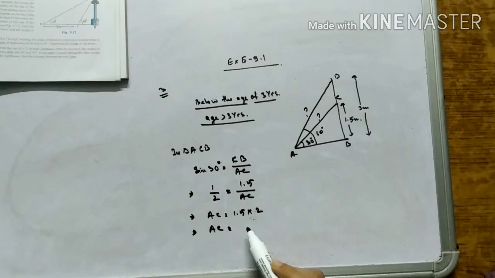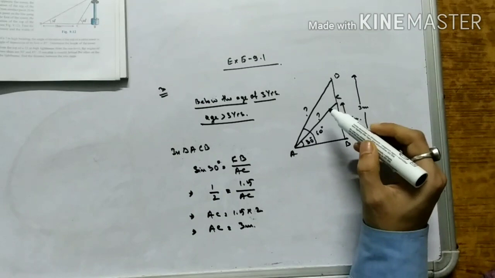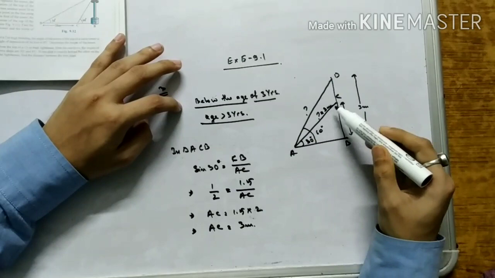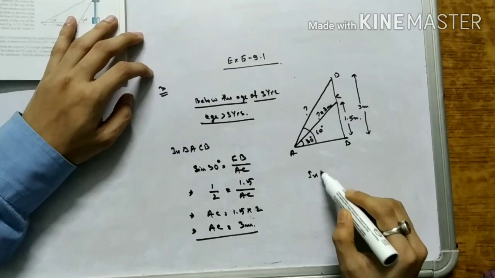1.5 into 2, this will give me 3 meter. This gives me 3 meter. So AC, its value should be 3 meter. So the slide for the smaller children, the length of the slide, it will be 3 meter. And next I will take this big triangle, in triangle ABD.